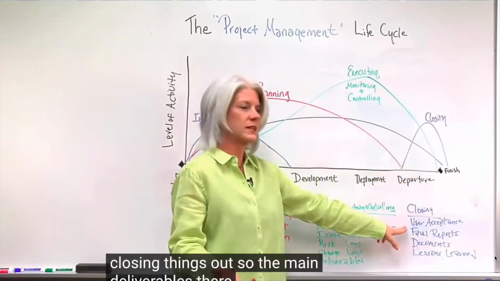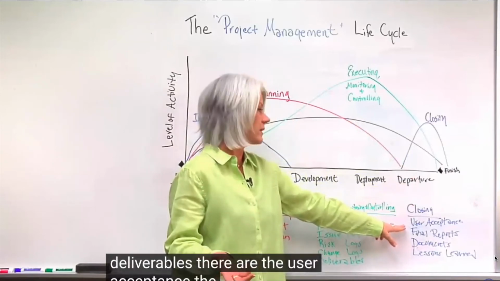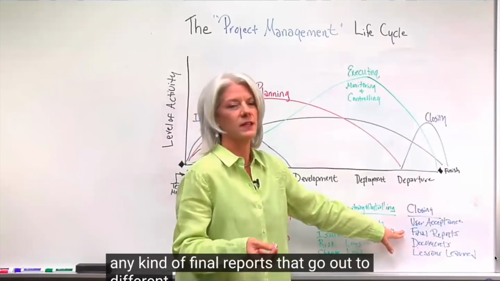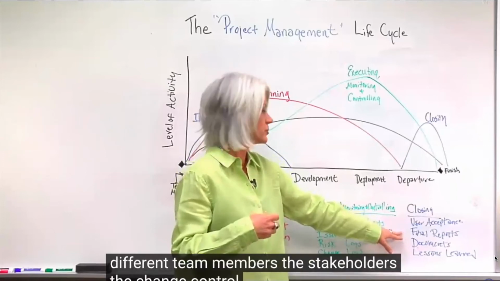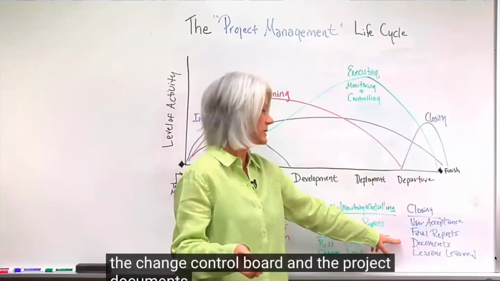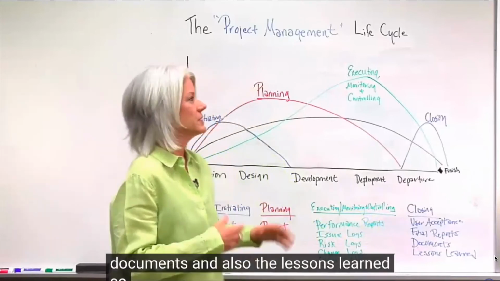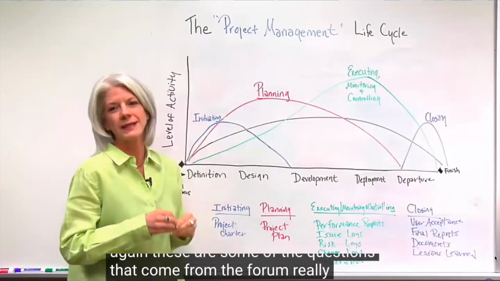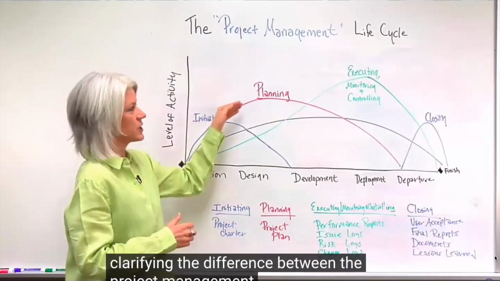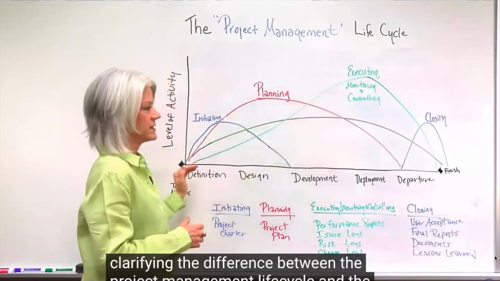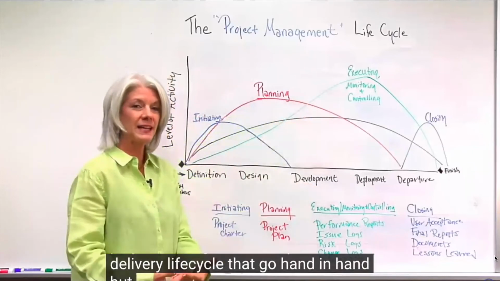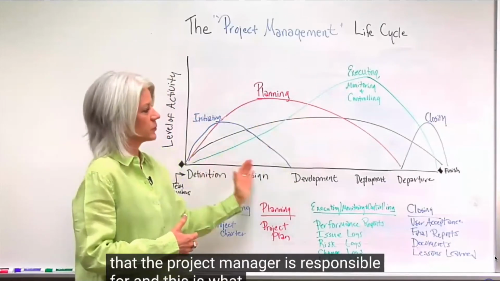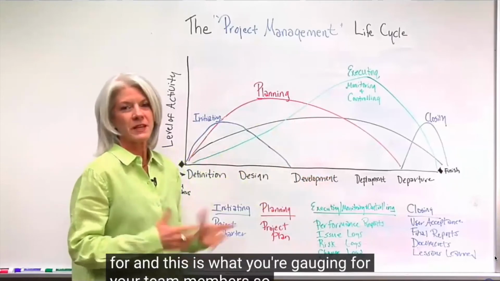So the main deliverables there are the user acceptance, the approval of the project, any kind of final reports that go out to different team members, the stakeholders, the change control board, and the project documents, and also the lessons learned. So just wanted to clarify, because again, these are some of the questions that come from the forum, really clarifying the difference between the project management life cycle and the delivery life cycle. They go hand in hand, but remembering these are the things that the project manager is responsible for, and this is what you're gauging for your team members. So I hope that helps.